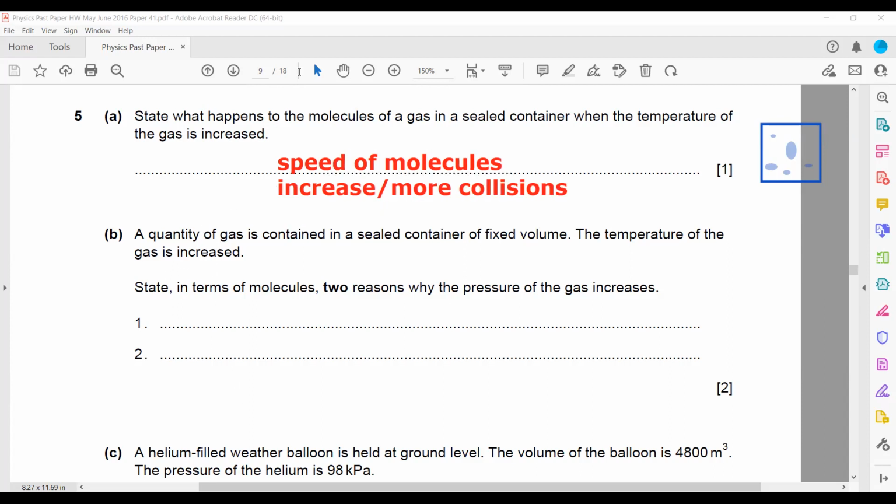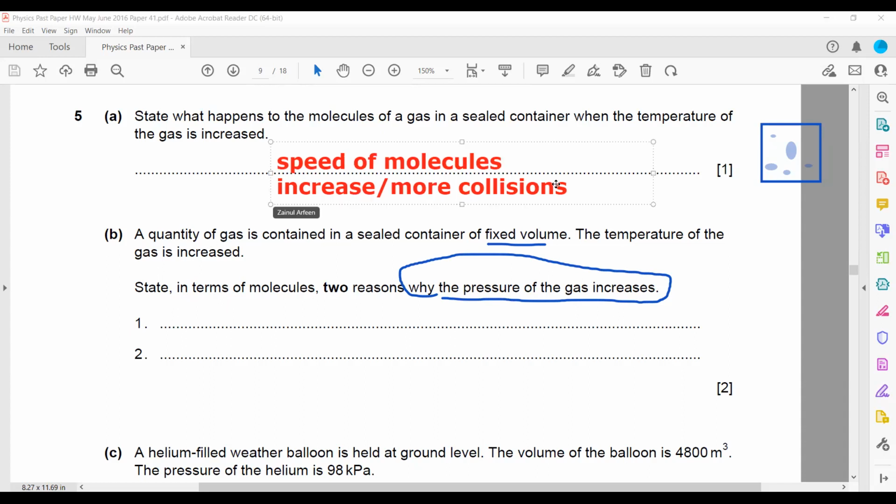Then, a quantity of gas is contained in a sealed container of a fixed volume. The temperature of the gas is increased. State in terms of molecules two reasons why the pressure of the gas increases. So when we increase the temperature, why is the pressure exerted by the gas increasing? We already mentioned one of them in the beginning, it is a similar answer. Speed increases. If you mention speed increases, here we can mention there will be more collisions.